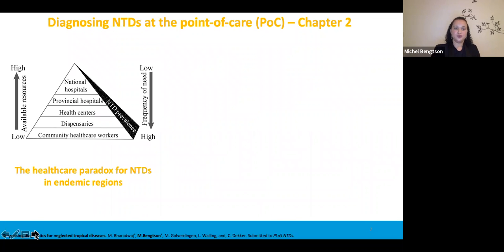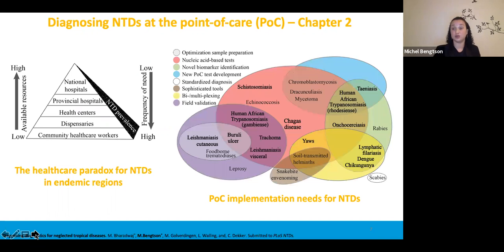In chapter 2, we see the healthcare paradox for neglected tropical diseases in endemic regions. Basically, at the base of the pyramid, where there is the highest frequency of need, there is the lowest availability of resources. We also take a closer look at all of the NTDs, and we aim to find point-of-care implementation needs that could be applied to more than one disease.